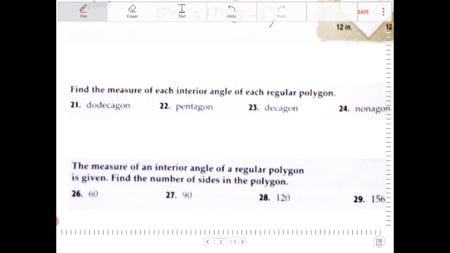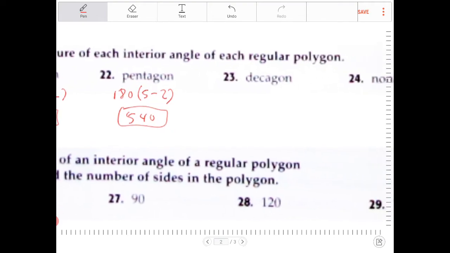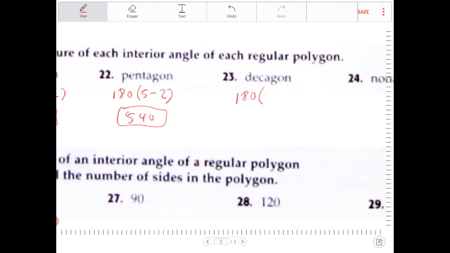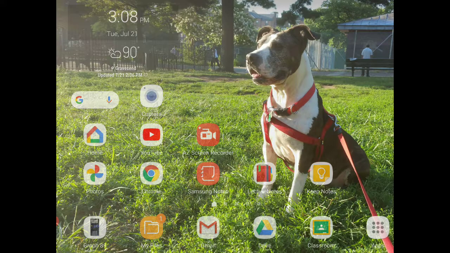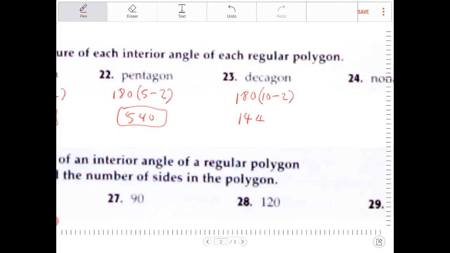Find the measure of each interior angle of each regular polygon. I feel like I did this already. Dodecagon is 12, so it's 180 times 12 minus 2. So that's going to be 1800. Pentagon is 5. This is like the 5th time. 180 times 5 minus 2 is 540. A decagon is 10, so it's 180 times 10 minus 2. So that's 1440. Wait, is it? 180 times 8. Yes, it is. Second guess myself.